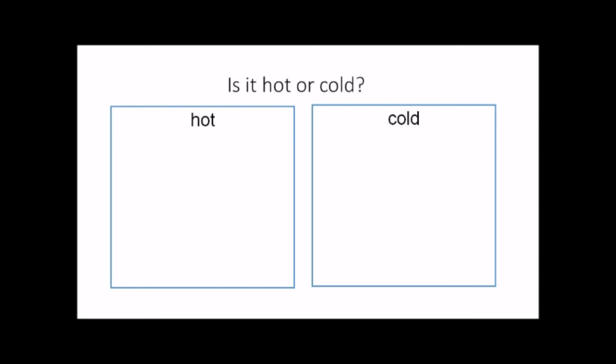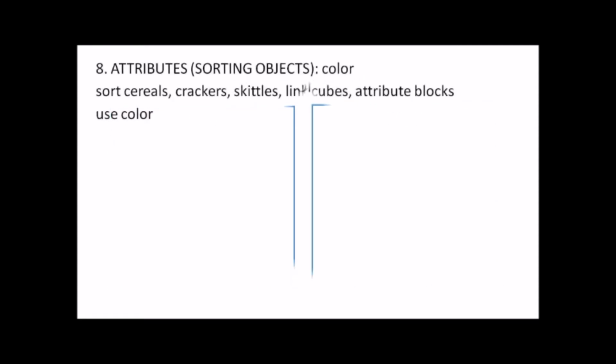And they can cut it out and paste it under hot if it's hot, under cold if it's cold. How would they know it's hot? They look at the hot steam coming up from something to show it's hot. Or they can look at a glass and see it sweating and they know that it's cold. Or you can have winter and summer clothing that they would look at.